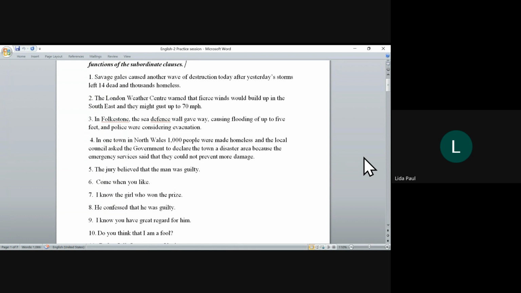Seventh one is who won the prize? Yes, okay, correct. The girl who won the prize. Yes, adjectival, correct. Eighth one, he confessed that he was guilty. That he was guilty, correct. Noun clause.